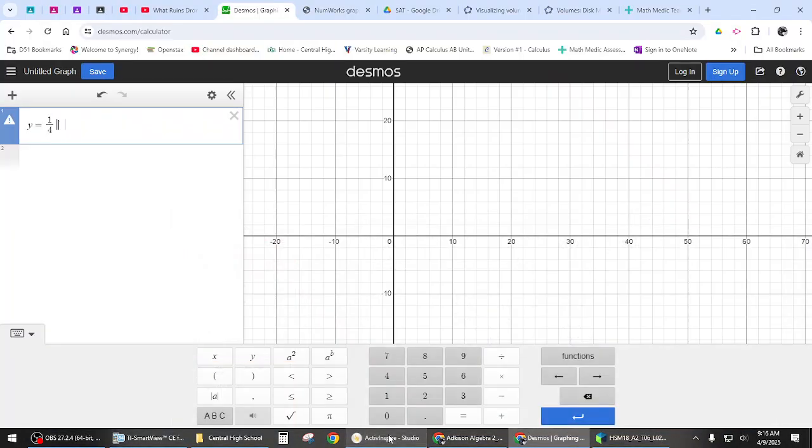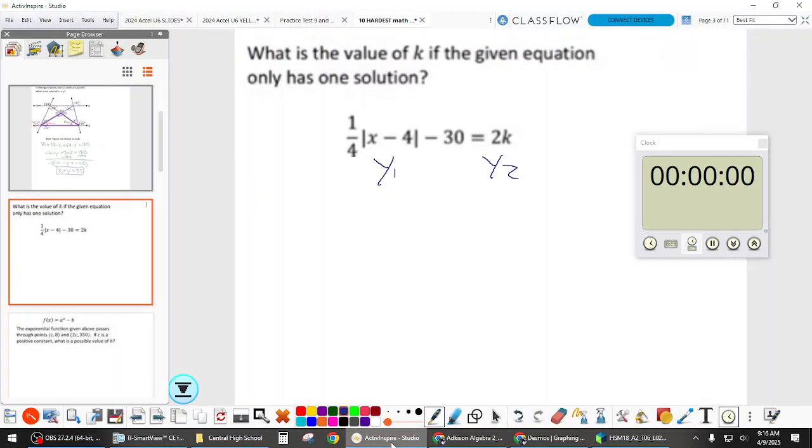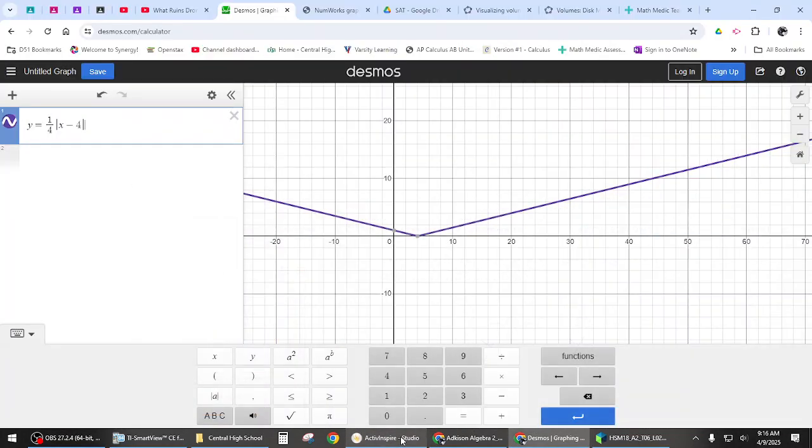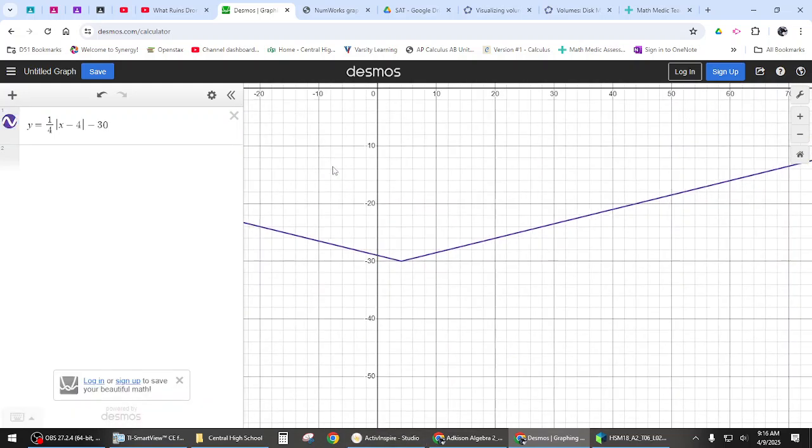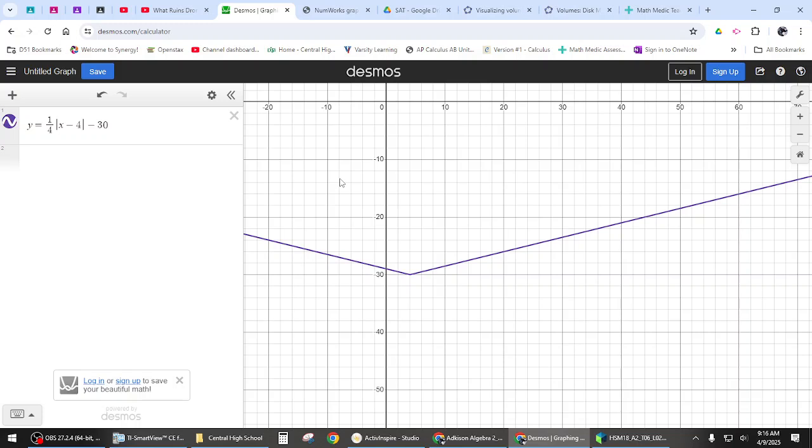So x minus 4, I guess you have to close that. Okay, that's weird. Minus 30. Okay. So hopefully you knew what an absolute value graph looked like, right? It's just a V. So we have that.